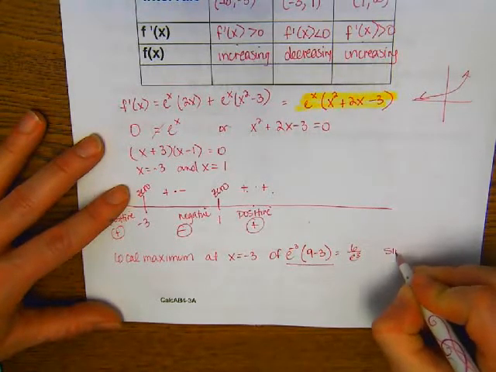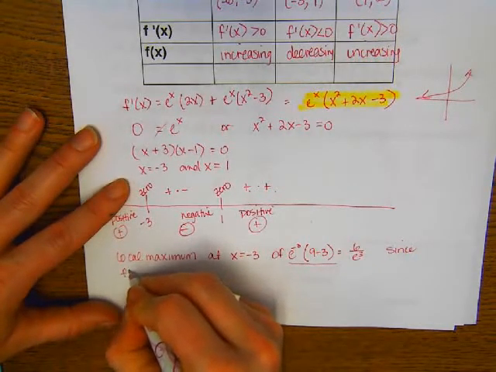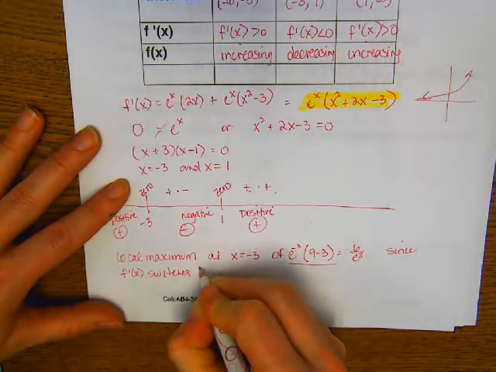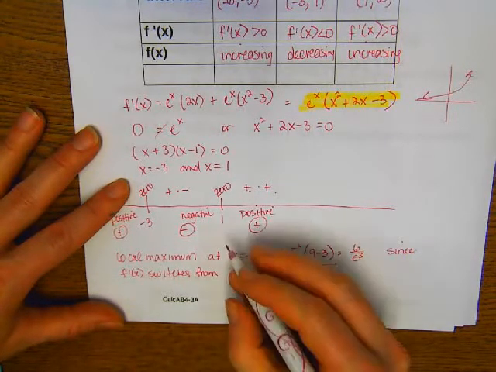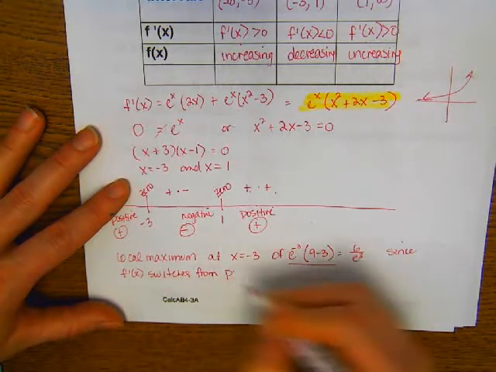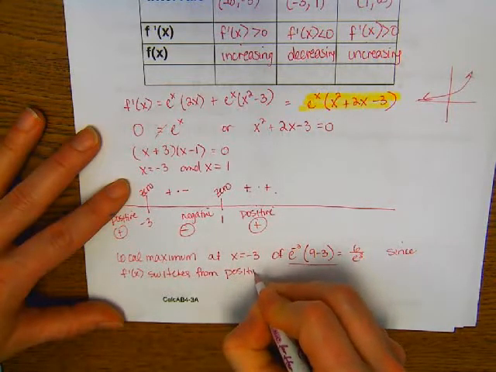And this occurs since the derivative switches from positive to negative.